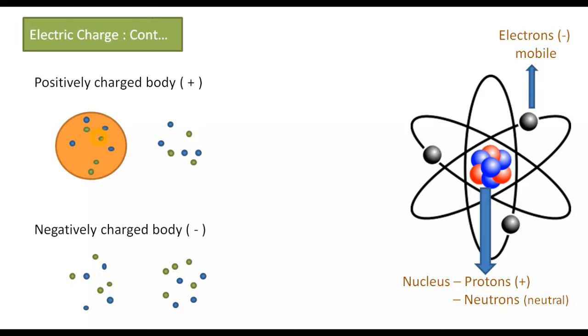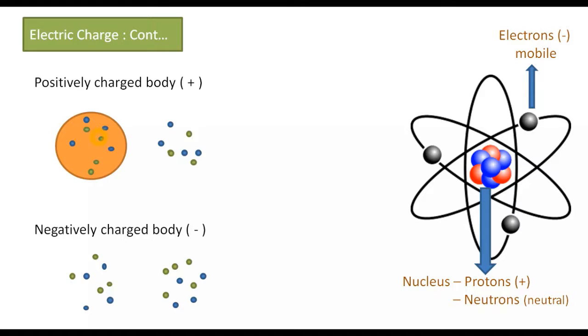Suppose there's an object having 10 protons and 5 electrons, then the body overall will have a positive charge. Why? Because it has more positively charged particles. Similarly, if an object has 10 electrons and 5 protons, the object will have an overall negative charge. Why? Because it has more negatively charged particles. So if the body has to be neutral, it should have equal number of protons and electrons.